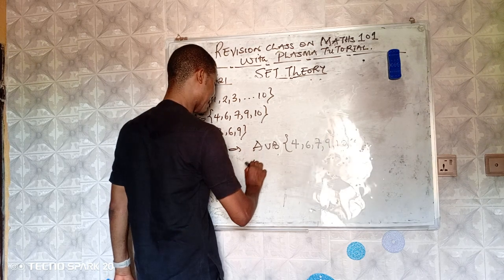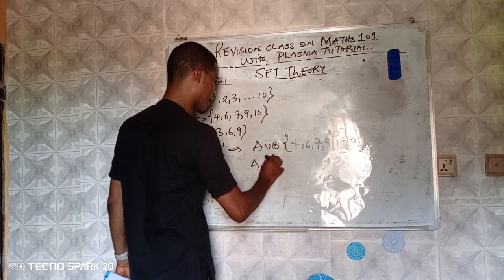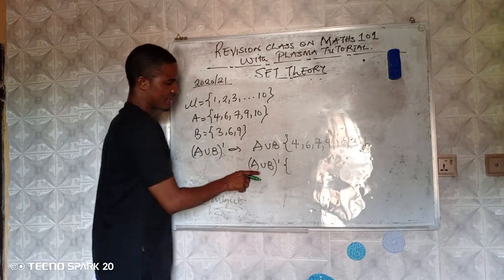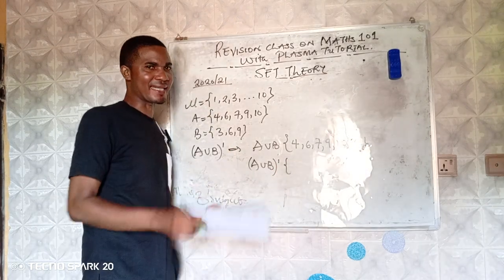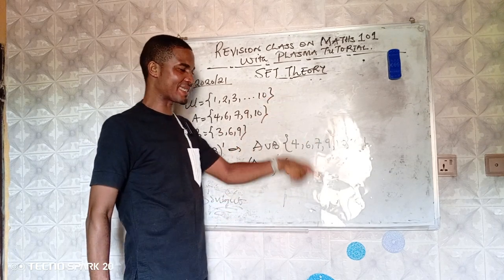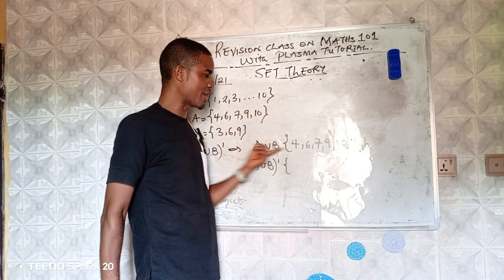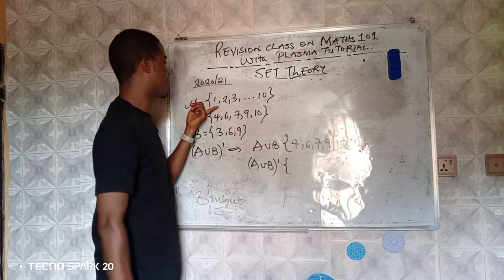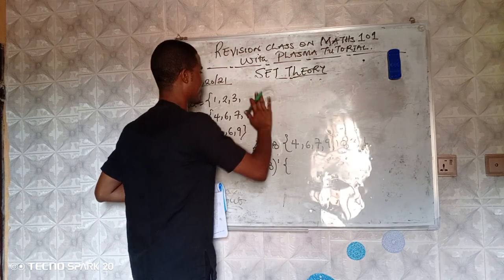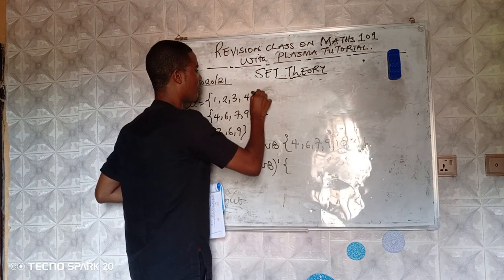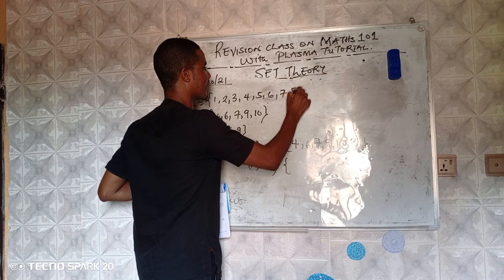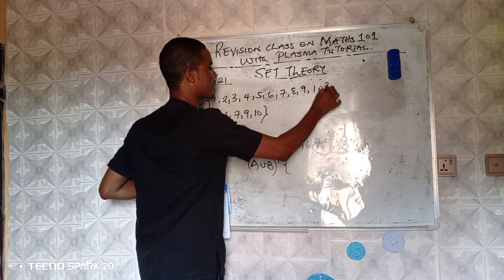Now, then I say A union B all complement. How will I get that? Remember that the complement of a set are the elements that belong to the universal set, but they are not in the set itself. Now we have a set of A union B, and we have a universal set. Let me complete my universal set because I want to do something here. So I have 3, 4, 5, 6, 7, 8, 9, 10.